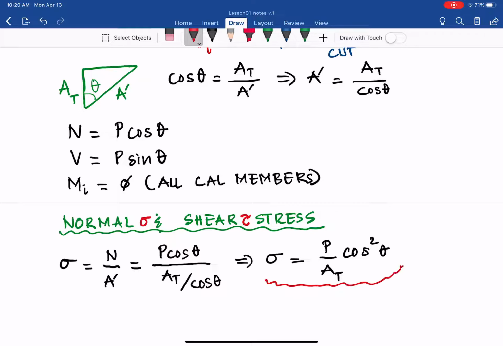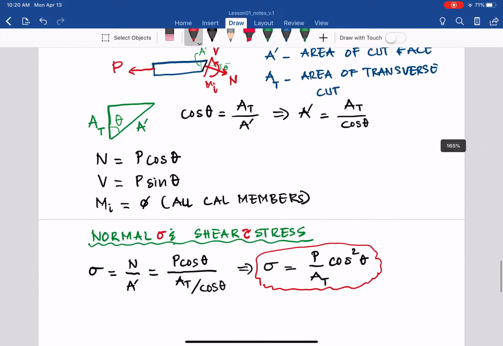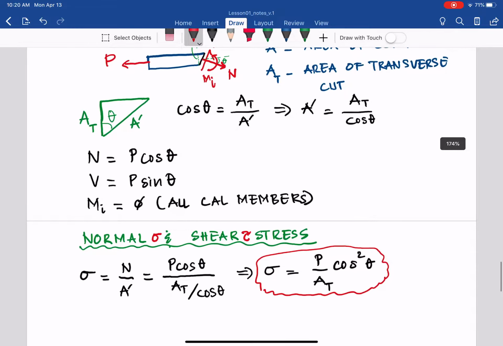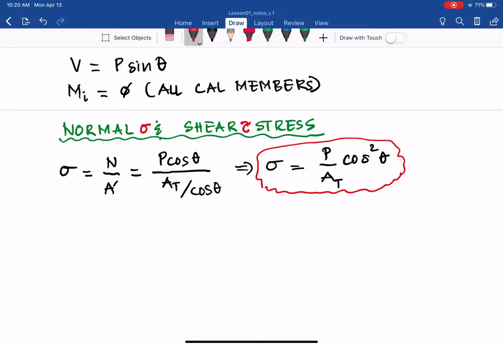So for normal stress, for a two-force member, if we cut an angle theta from the transverse, then sigma, the normal stress, equals P over AT cosine square theta.